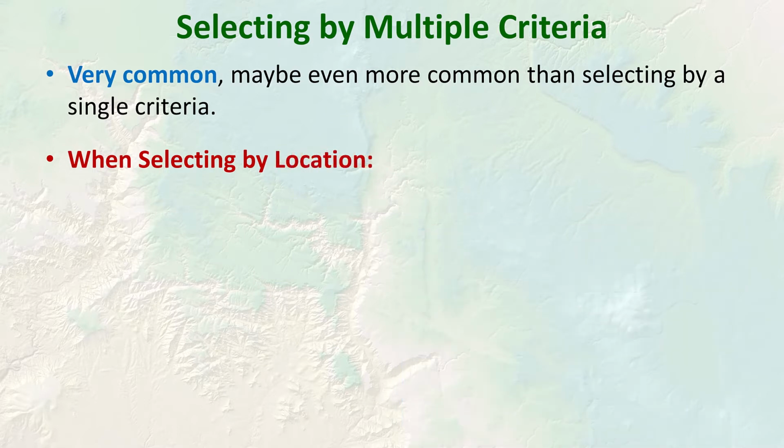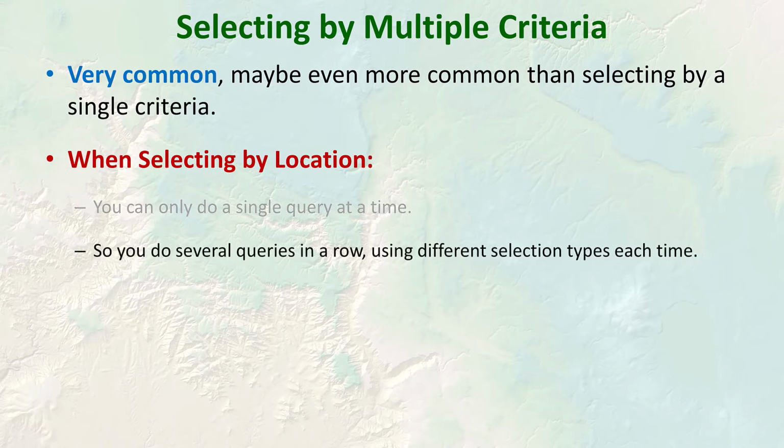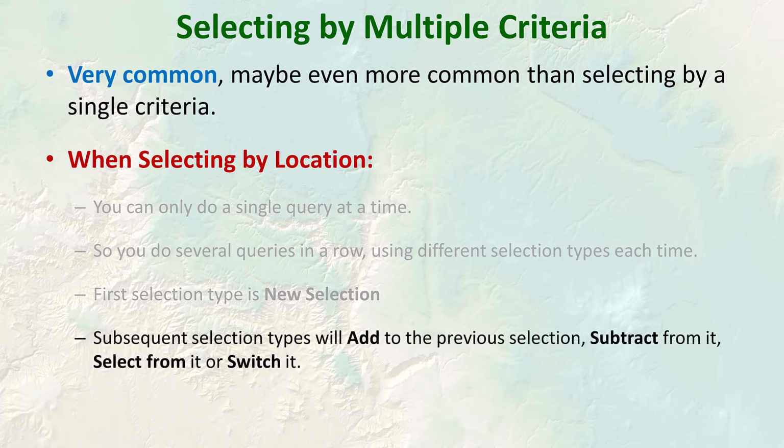Now, this is different than selecting by location. When selecting by location, you can't apply several spatial criteria in a single batch. You have to do several consecutive selections, where each step contains only a single query. And when you do this, the first selection type is always new selection. That wipes the slate clean. And all the selections after that will either add to the currently selected set, subtract from it, take a subset from it, or just flip the selection.